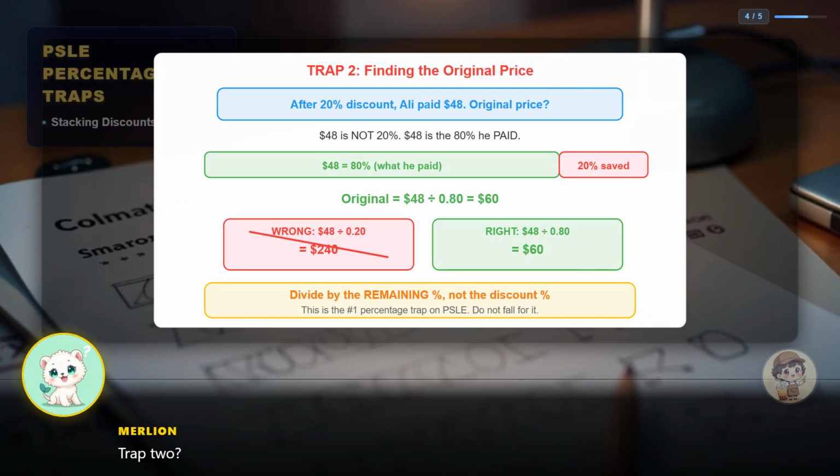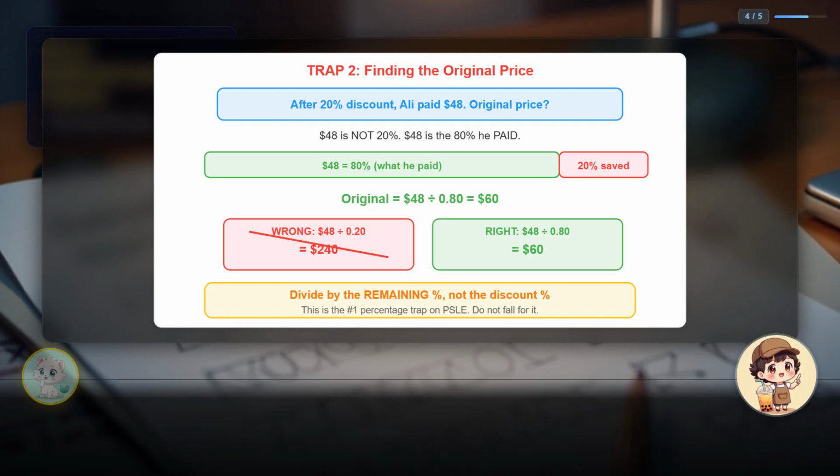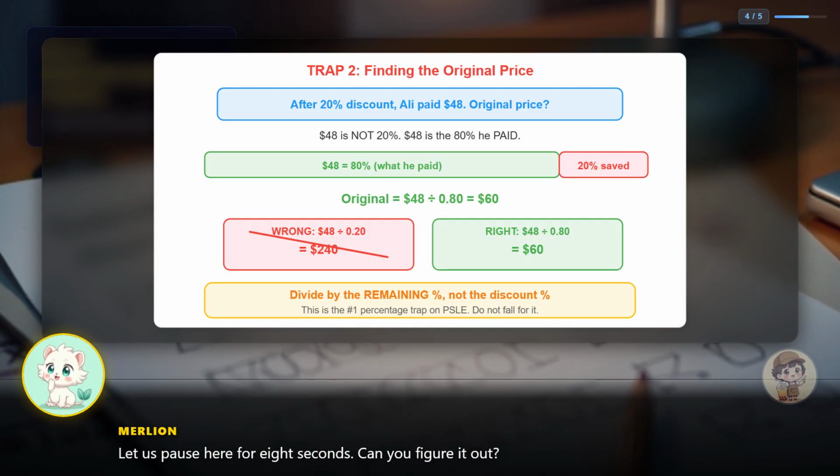Trap 2? Finding the original price. After a 20% discount, Ali paid $48. What was the original price? Let us pause here for 8 seconds. Can you figure it out?